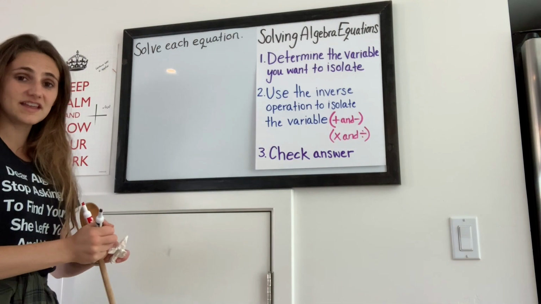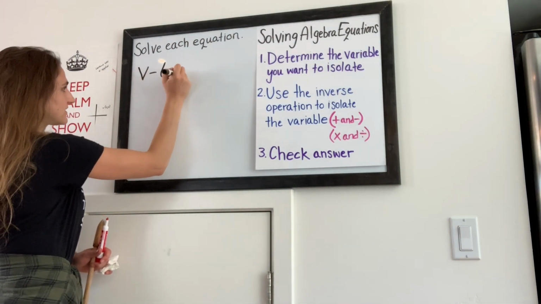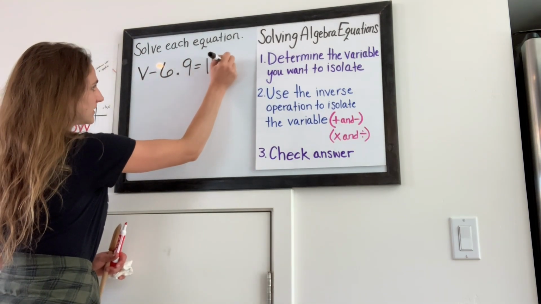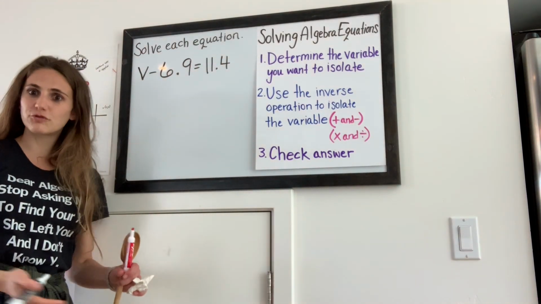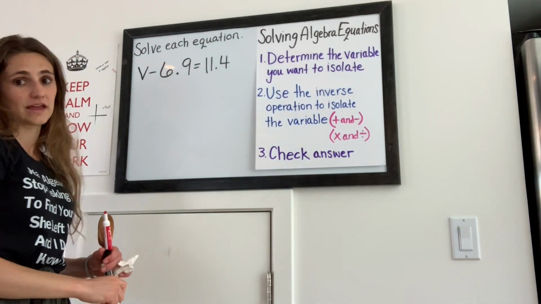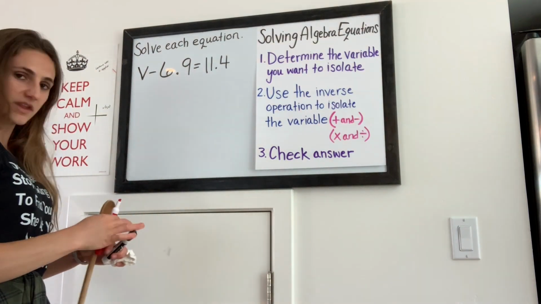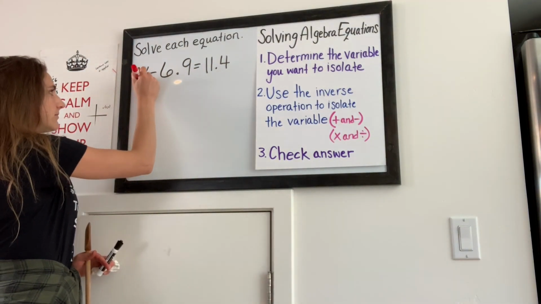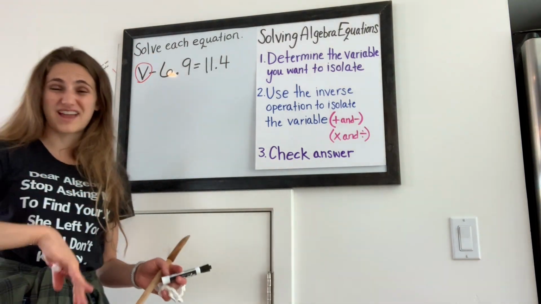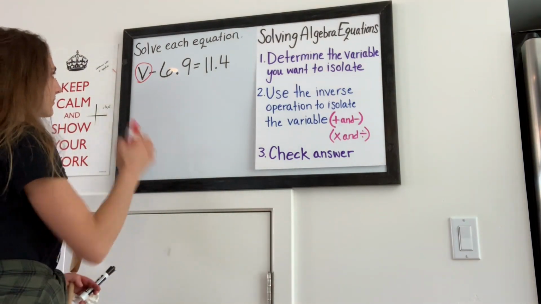All right, our next example involves a decimal. v minus 6 and 9/10 equals 11 and 4/10. Now, dealing with a decimal can make things seem a little bit more complicated, but again, it is nothing we can't handle. So to start, we'll determine the variable we want to isolate. In this case, our variable is v. And remember, a variable can be any letter. Oftentimes we use x and y in algebra, but v can absolutely be a variable.